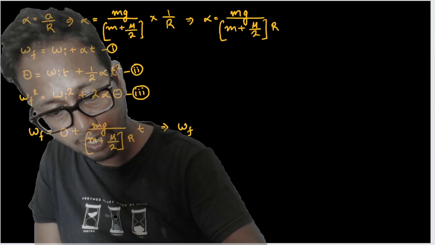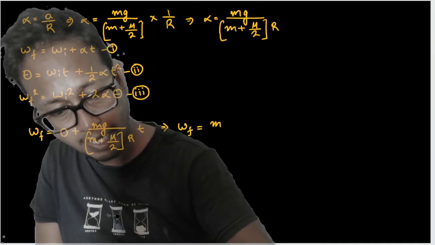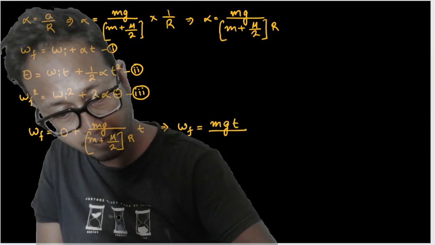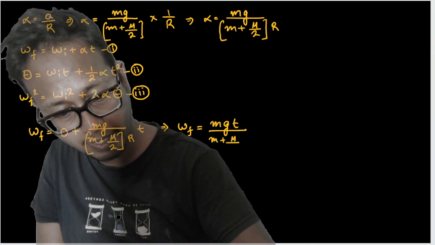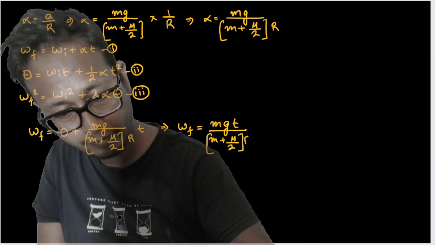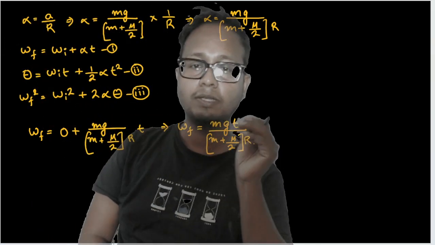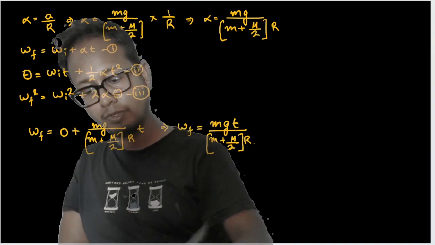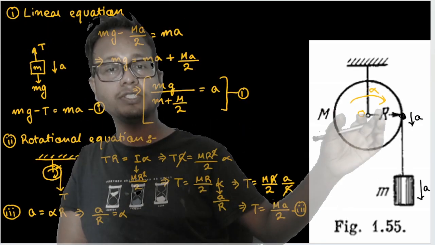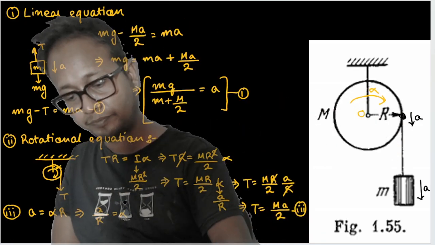So I found out omega final, or final angular velocity with respect to time, is equal to mgt by (m plus capital M by 2) into r. So this is our angular velocity with respect to time, or angular velocity of this pulley disk with respect to time.